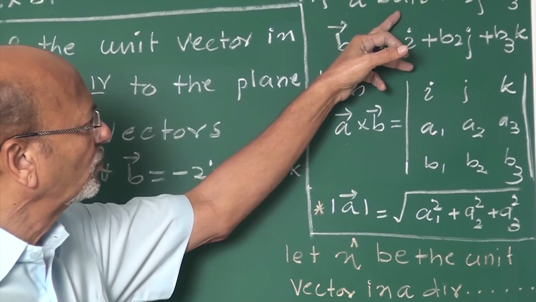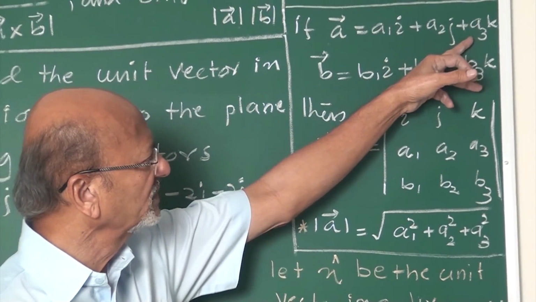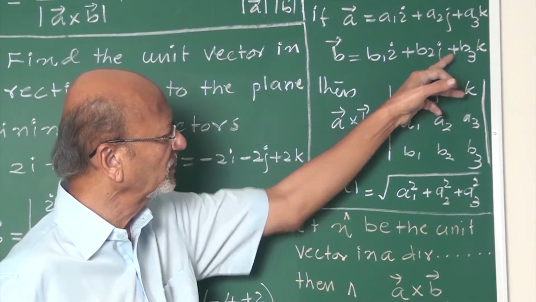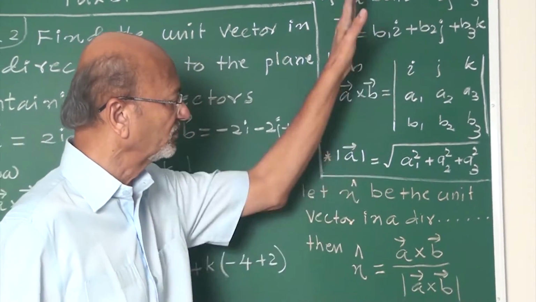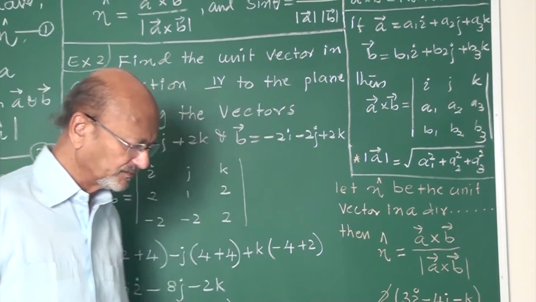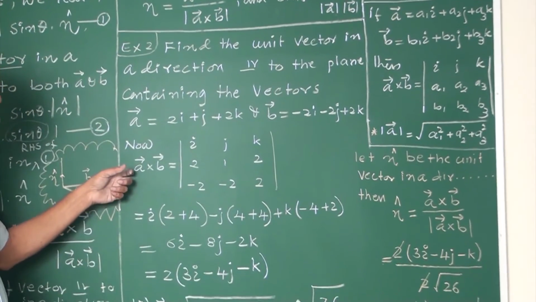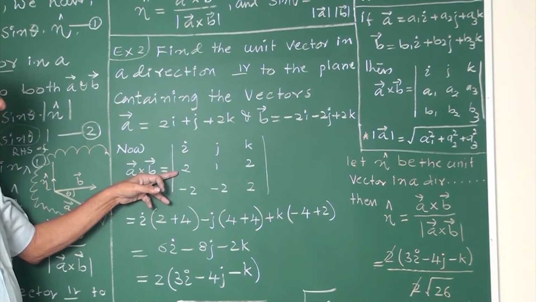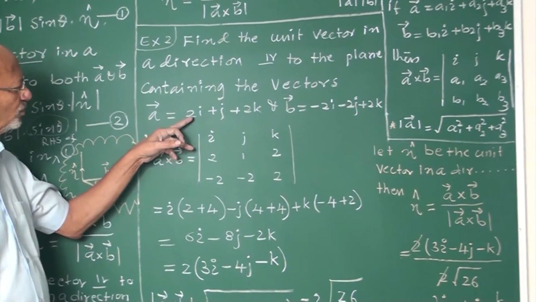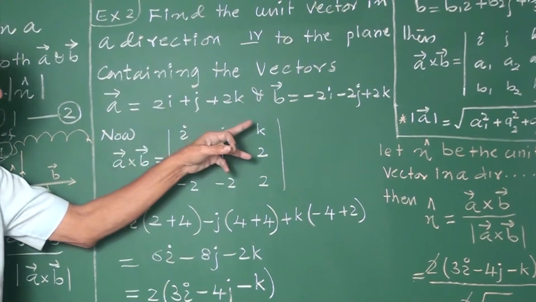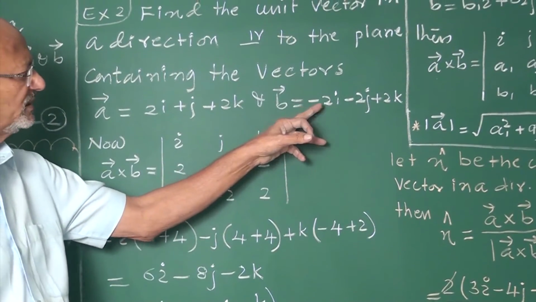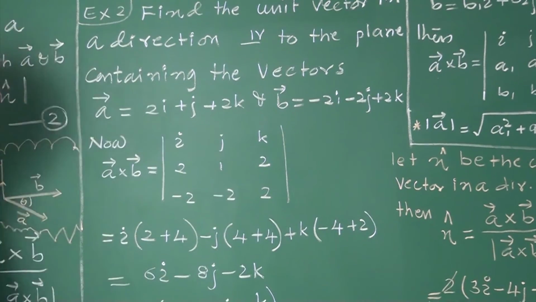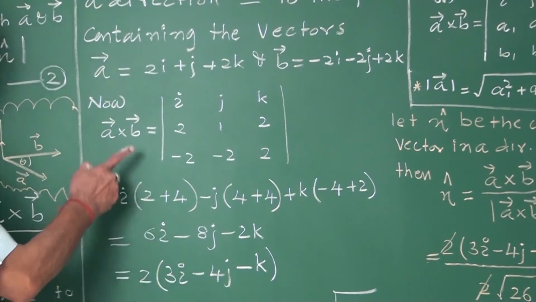Then you know this formula also. Magnitude of A is root of A1 square plus A2 square plus A3 square. Magnitude of B is root of B1 square plus B2 square plus B3 square. Yes, my friends, you know this. Now A cross B is the determinant. First row i, j, k, then the components of vector A: 2, 1, 2, then the scalar components of vector B: minus 2, 2. Next is the evaluation of this determinant.